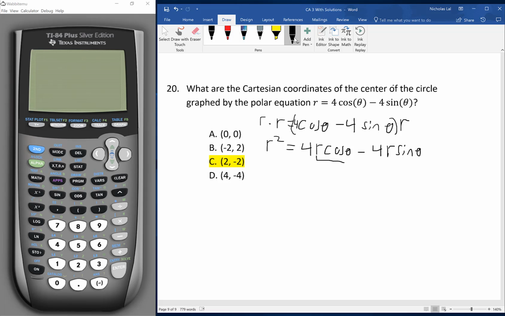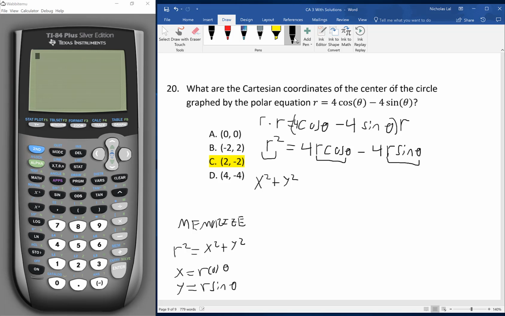All right, you have an r cosine of theta, an r sine of theta, and an r squared. These are your conversion formulas. R squared is equal to x squared plus y squared. So you got to know that r squared equals x squared plus y squared. This is in the memorized bank. You also know x is equal to r cosine of theta, y is equal to r sine of theta, which is equal to 4x minus 4y. And let's simplify this out here.